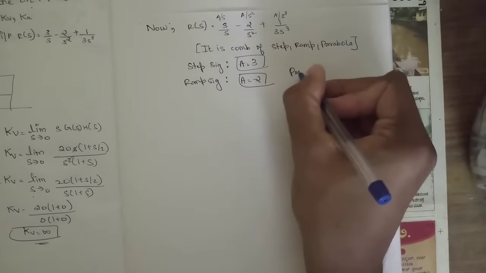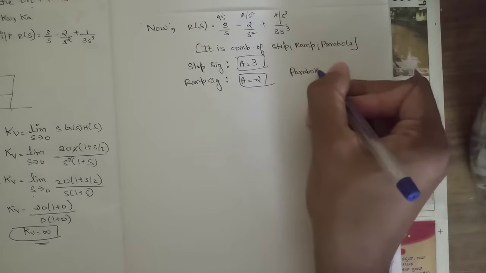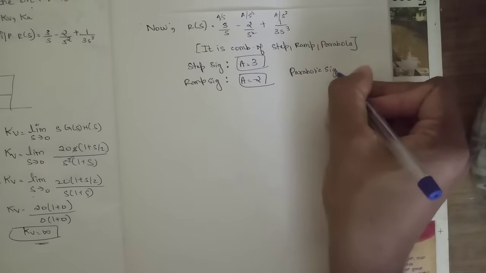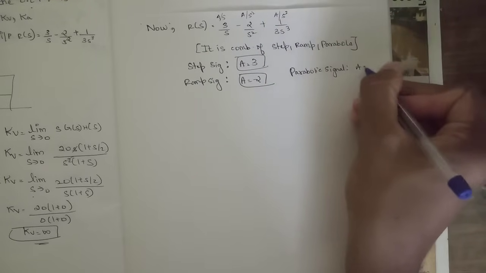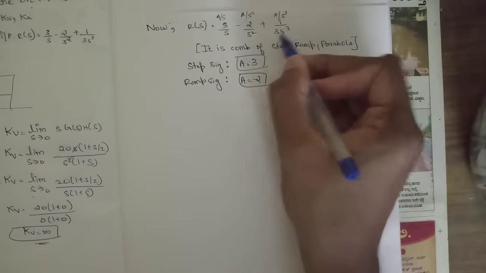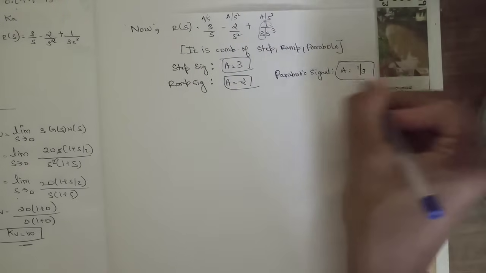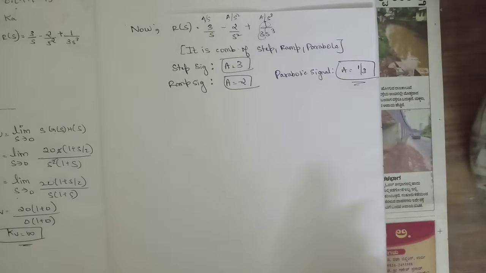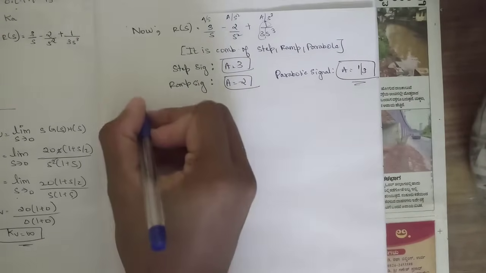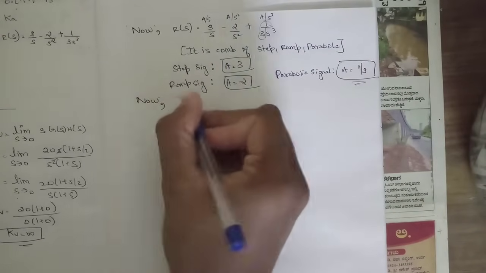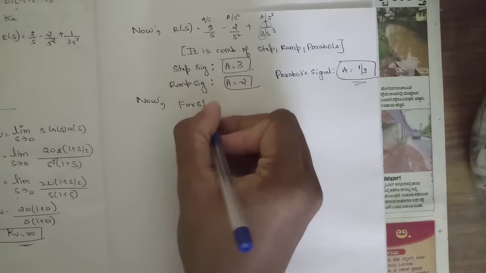So in place of a parabolic signal, the value of A is equal to 1 by 3s cube, so 1 by 3. Okay, so these are the values of the amplitudes. Now one by one we need to find the steady state errors for all the signals.